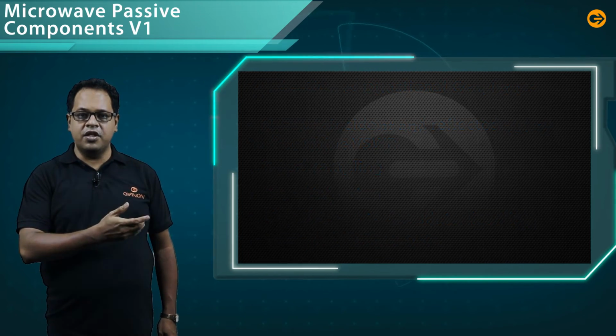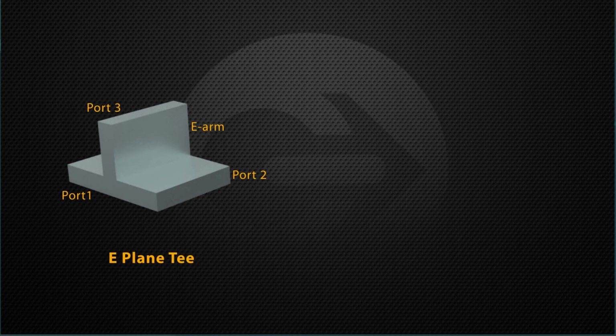Now, let us discuss the E-plane T. This E-plane T has 3 ports. Port 3 is the input port and port 1 and port 2 are the output ports. But point to be noted, the outputs from port 1 and port 2 are opposite in direction. That means the signals from port 1 and port 2 are 180 degrees out of phase with each other. Now, let us discuss the S matrix of the E-plane T.